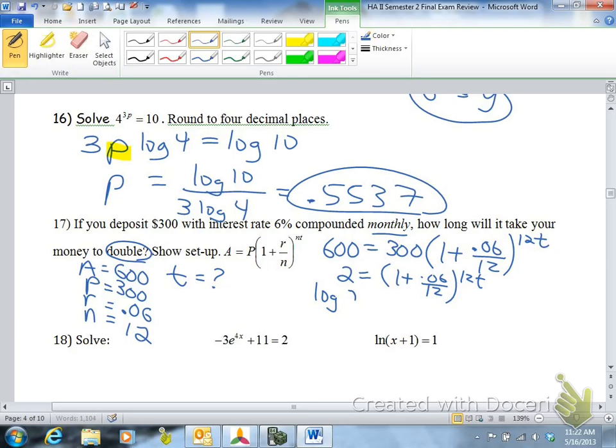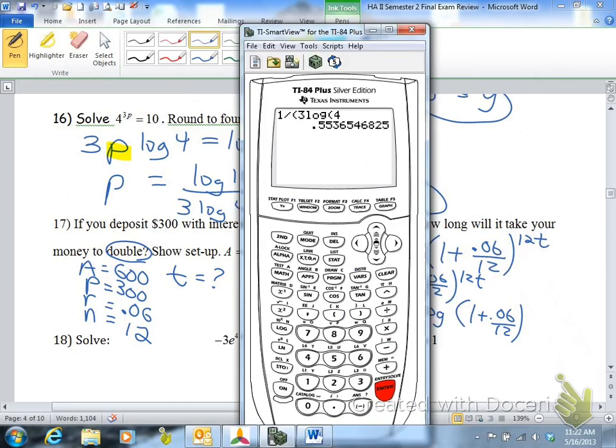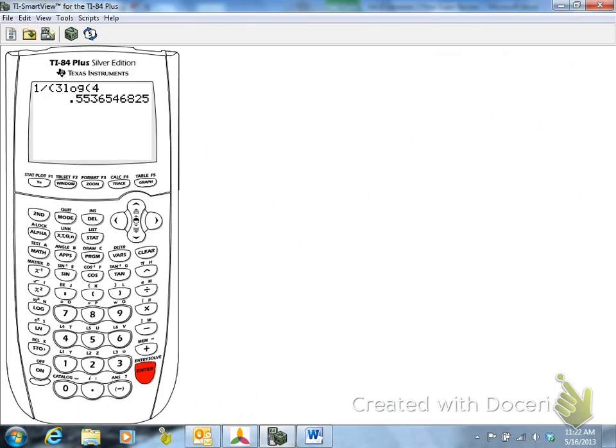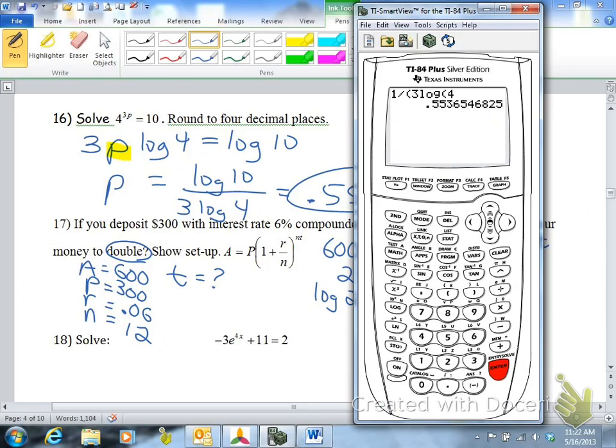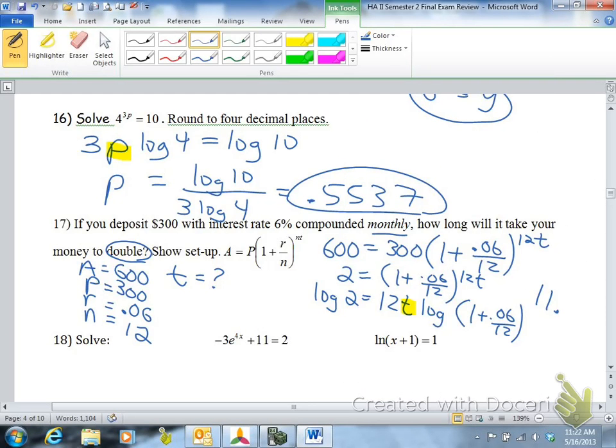You have log 2 equals 12t log(1 + 0.06/12). And then you do the same thing that we did in the previous problem above, number 16. You're going to solve for t, which is stuck in the middle there. You'll divide by 12, divide by log(1 + 0.06/12). And what answer do we get for that? 11.5813. So 11.6, what are the units?